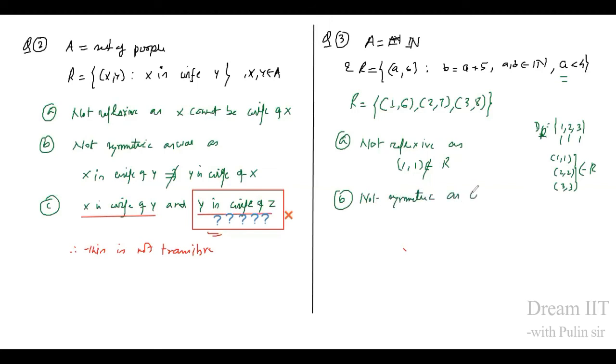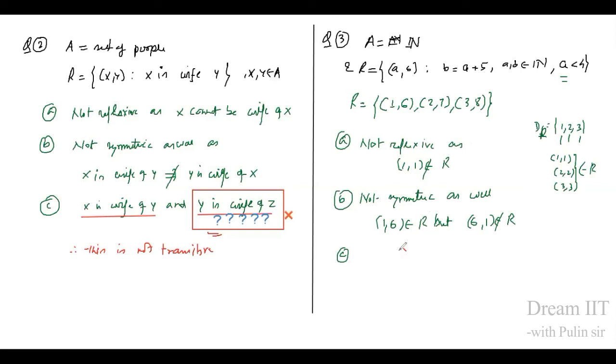Not symmetric as well. Why? Simple. (1,6) you can find in R, but (6,1) you cannot find in R. Right? There is no confusion about this. I did not pick up this question for these two reasons. For the third one I picked up because the third one is the most important part which you have to tackle.